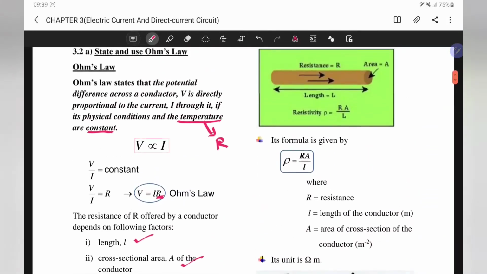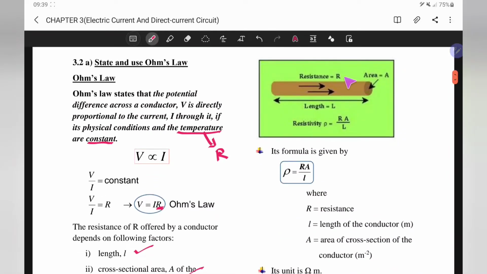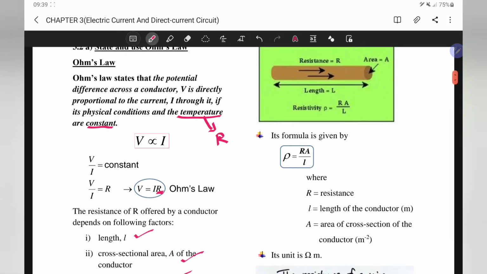Okay, alright, so the equation of resistivity is RA over L. So resistivity depends on R, A and also L. Okay, so what is R? Resistance. A is the cross-sectional area of the wire and L is the length of the wire, and the unit of resistivity is ohm meter. Okay, so by rearranging the equation here, you will get R equals rho L over A.